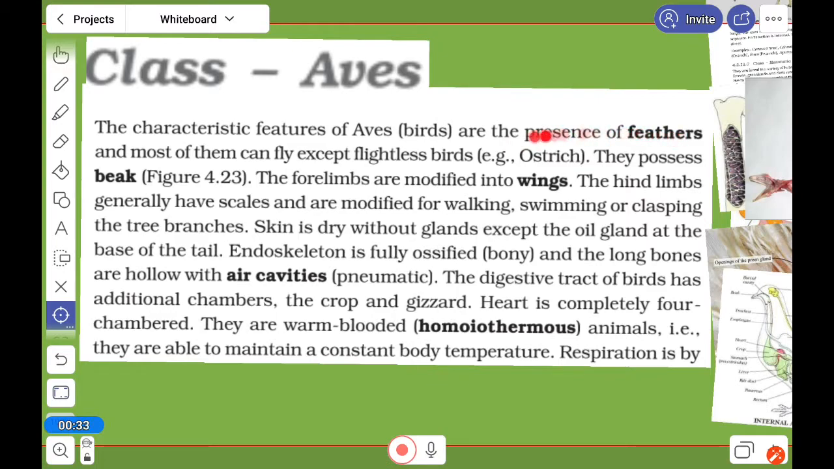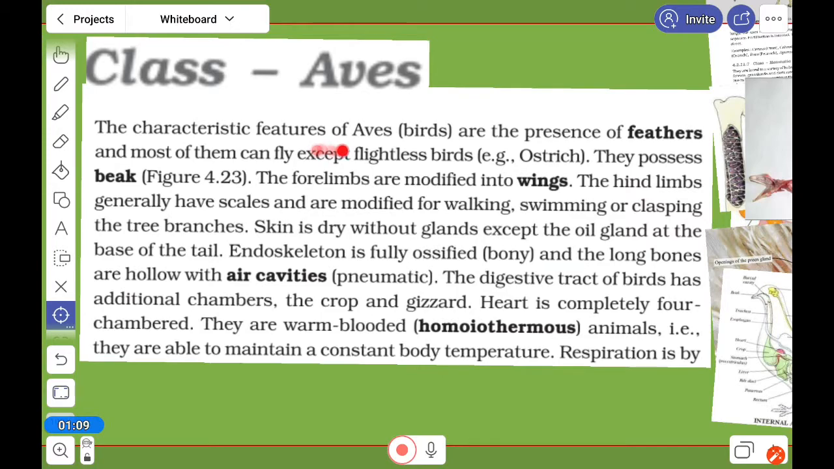Here we are getting some advanced characters. They are warm-blooded and have a four-chambered heart. So these are the advanced characters which are found in the mammals also. So only these two classes of the chordates in the world, Aves and Mammalia, are warm-blooded. So we can make it distinct.